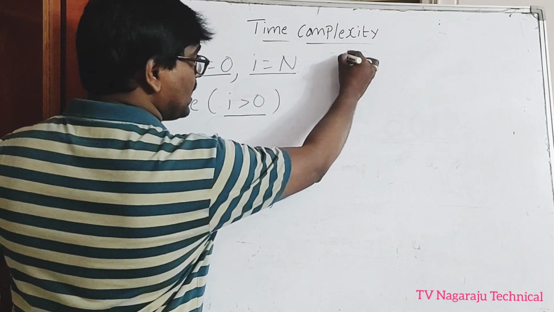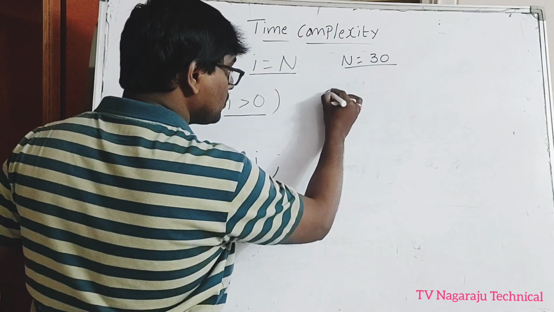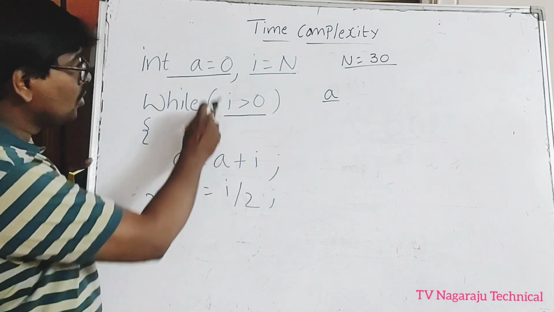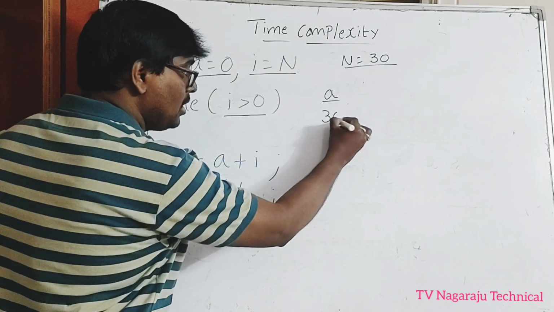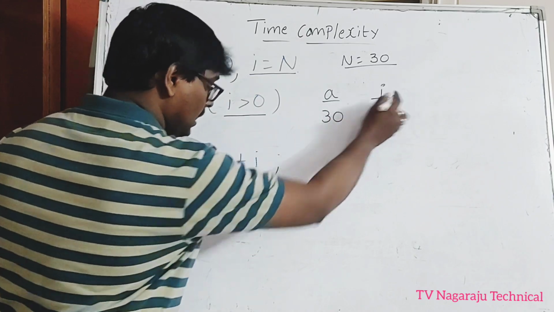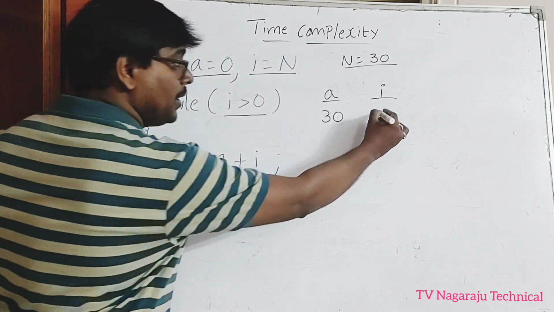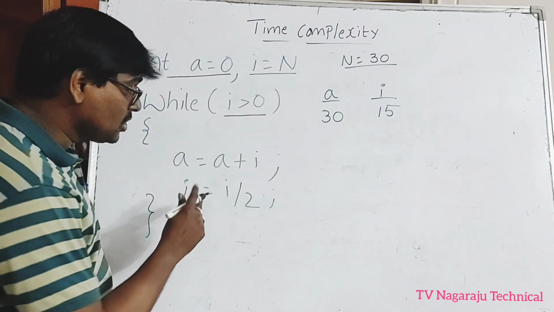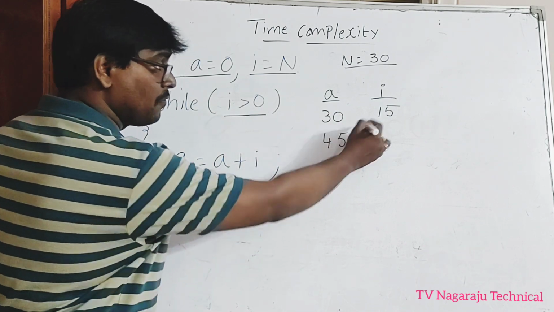Suppose my assumption is n is equal to some 30. What is the value of A? A is equal to initially 0 plus 30, so the A value is 30. Now what about the I value? I is equal to 30 by 2, so the I value becomes 15. In the next iteration, 30 plus 15, 45.